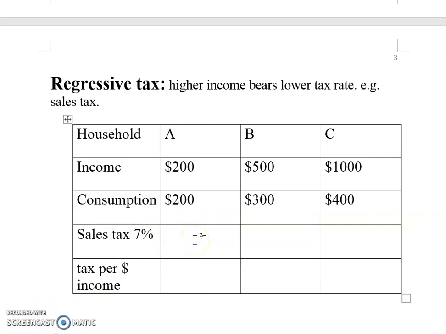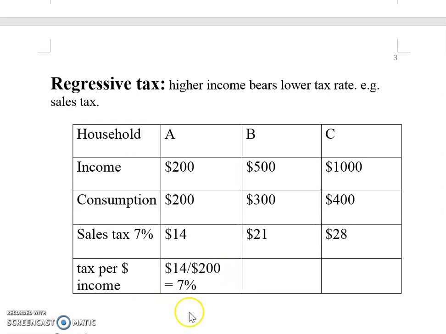He must pay $14, isn't it? Because it's 7% of $200, right? Alright, so how about B? B pays 7% of $300, $21, right? Very good. How about C? 7% of $400, $28, isn't it? Very good.